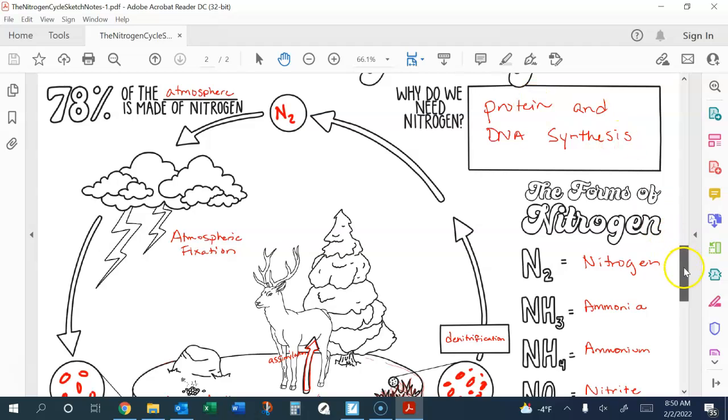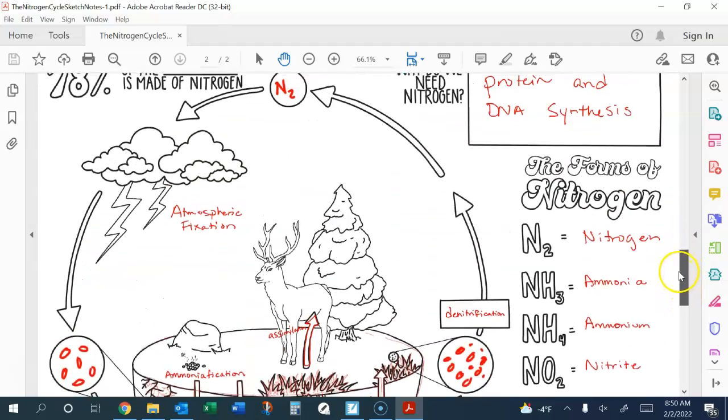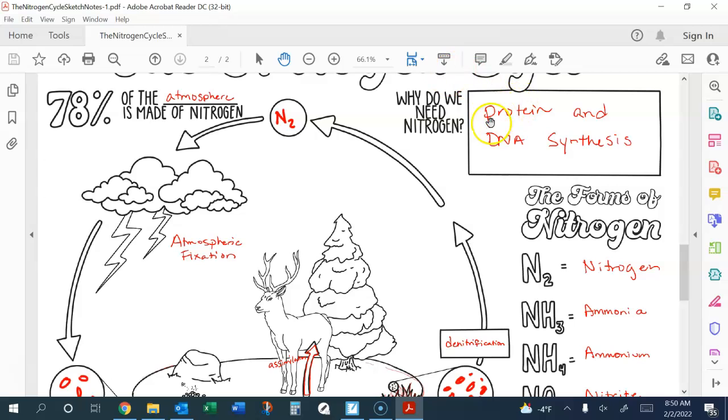Okay, so why is this cycle important? Why do living things need it? Nitrogen is used to make protein, and protein builds most of your body parts. So your muscles, your bones, your skin are all made of protein. So in order for you to grow big, you need protein for growth and for fixing body parts that are injured. Okay, so that's really important.